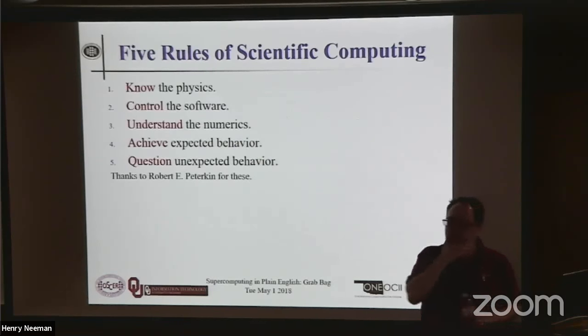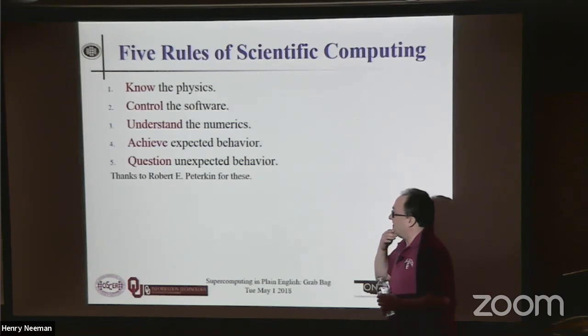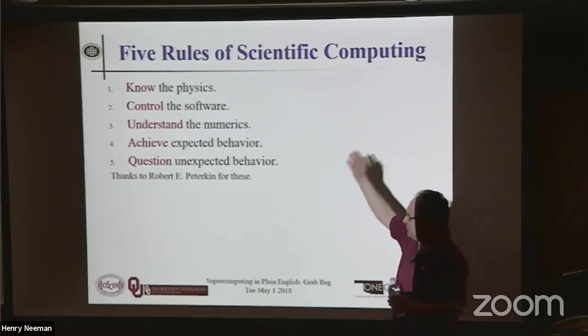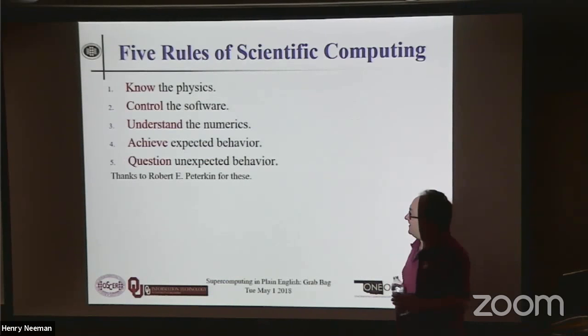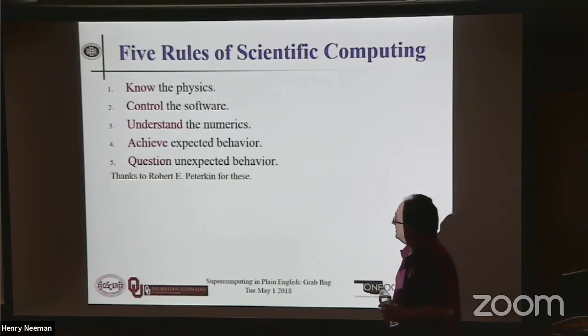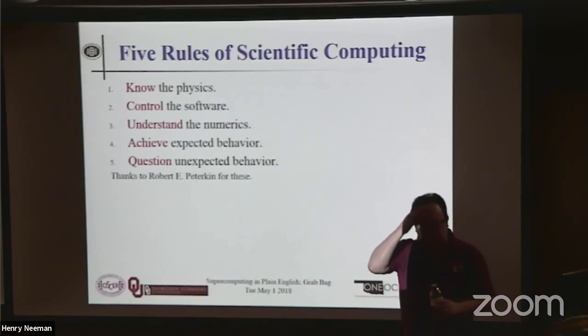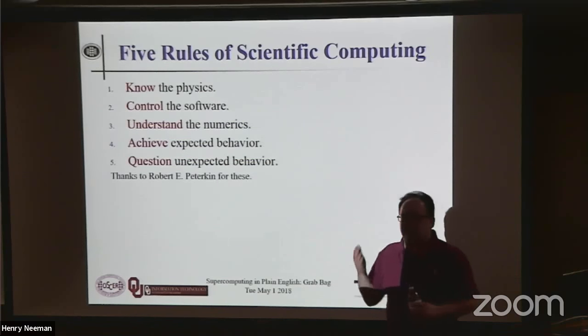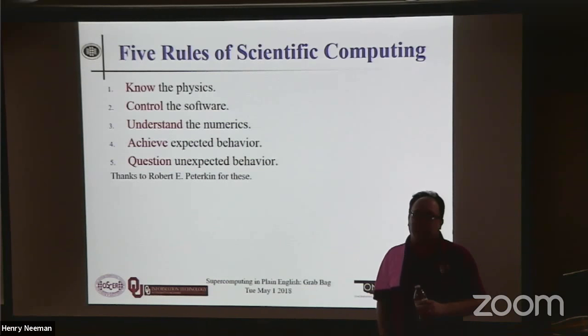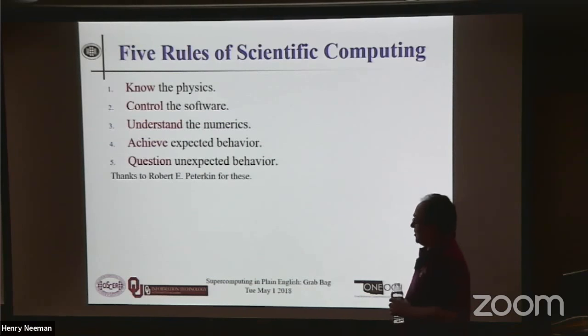But this leads to a lovely set of principles that, if you reorder them, turn out to be: know the physics, control the software, understand the numerics, achieve the expected behavior, and question behavior that is not expected. And the issue here is it's entirely too easy to believe that the code knows what it's doing. The reality is the code doesn't know what it's doing.